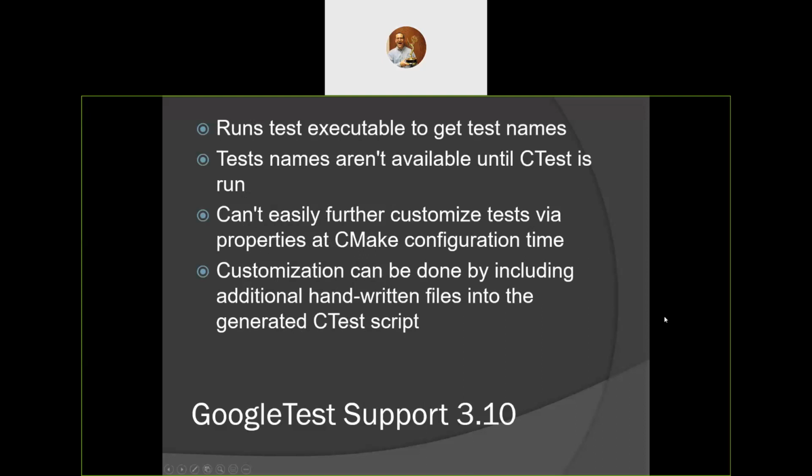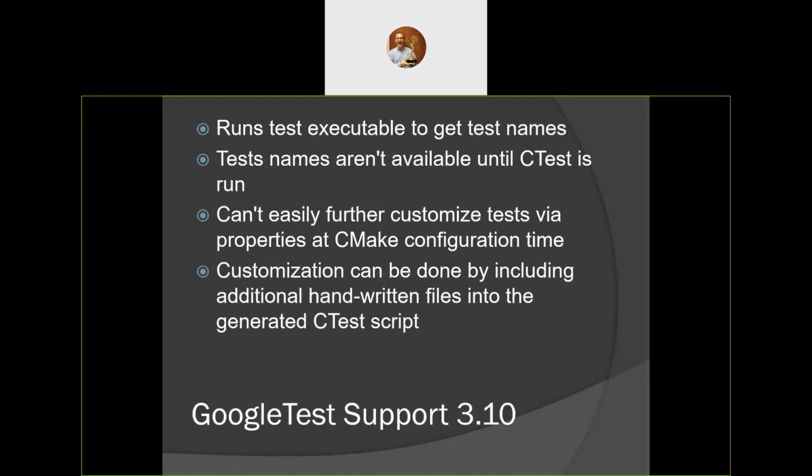So, as we're saying, it runs a test executable and gets the test names, and the test names aren't available until you run CTest, which means if you want to further configure the test cases in your CMake script, you can't do that at CMake configuration time.